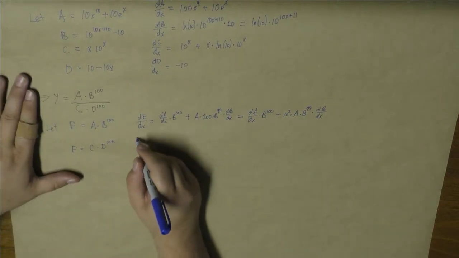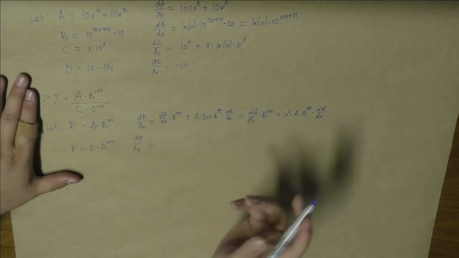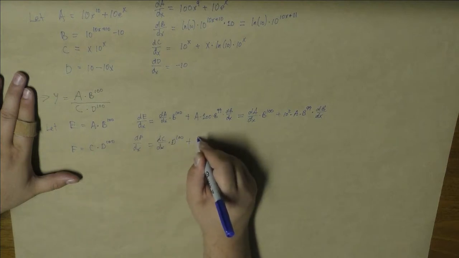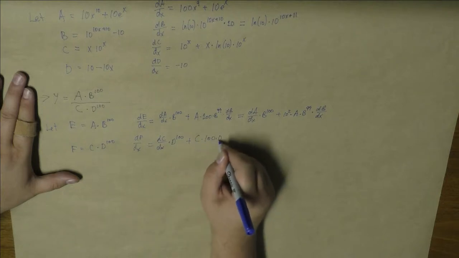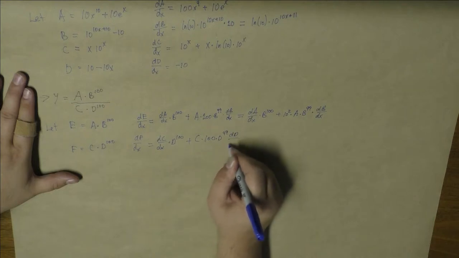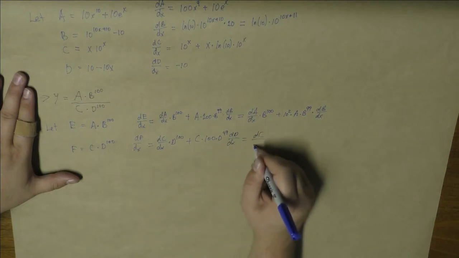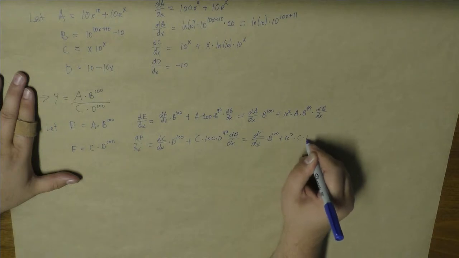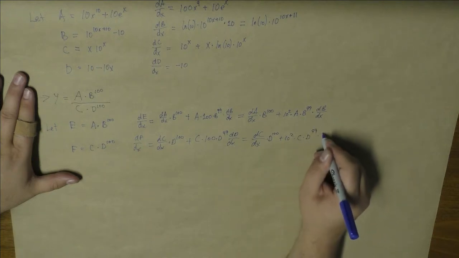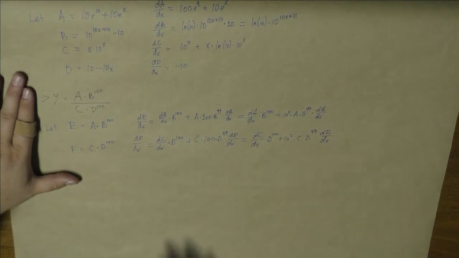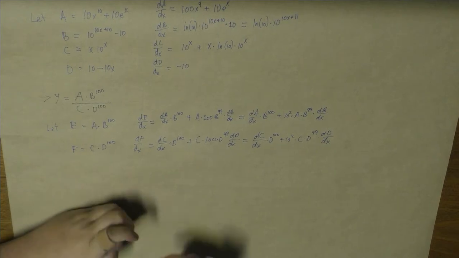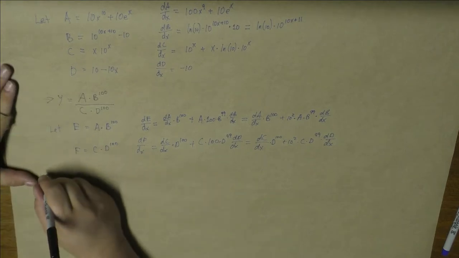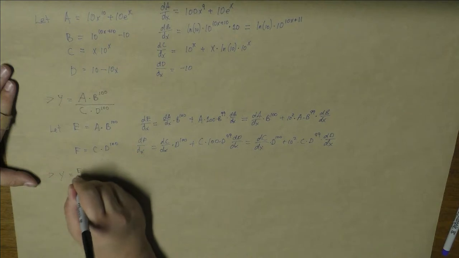Now, df dx is exactly the same sort of thing. We're going to have dc dx times d to the 100 plus c times 100 times d to the 99 times dd dx, which is going to be dc dx times d to the 100 plus 10 squared times c times d to the 99 times dd dx. That tells us that now we have y is equal to e over f.